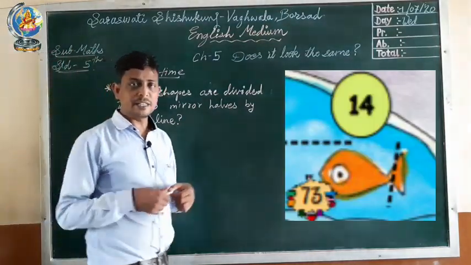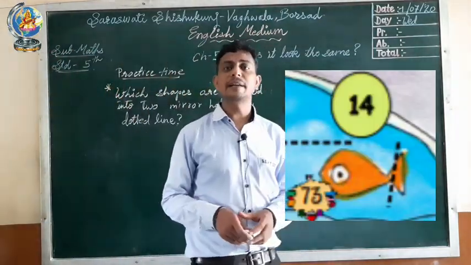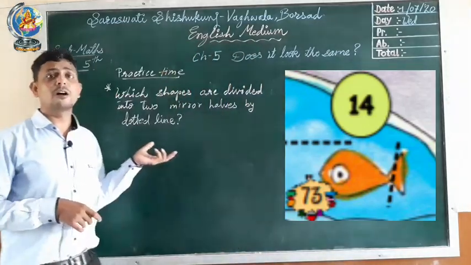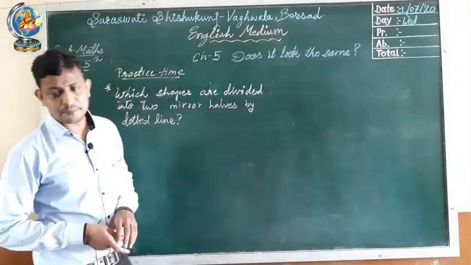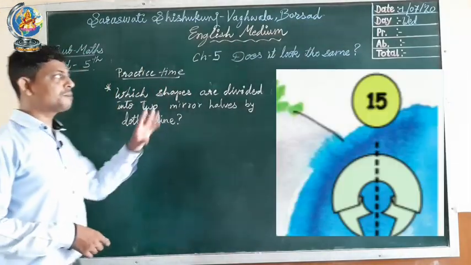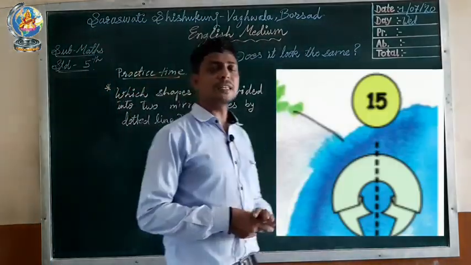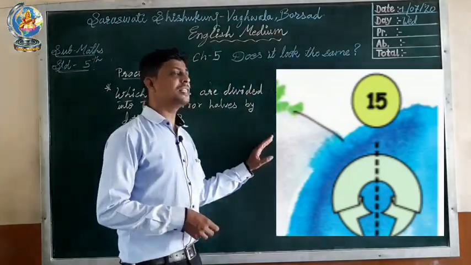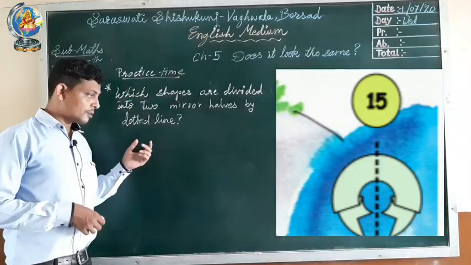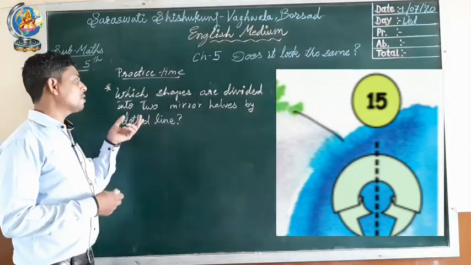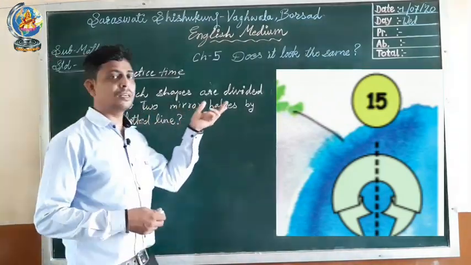The fourteenth picture is also a piece, but it is not divided equally. So it is not divided into two equal halves. Now the last picture, the fifteenth. If you observe the fifteenth, you can see that the figure is divided into two equal halves by a dotted line. So we can write that the fifteenth also has two equal mirror halves.